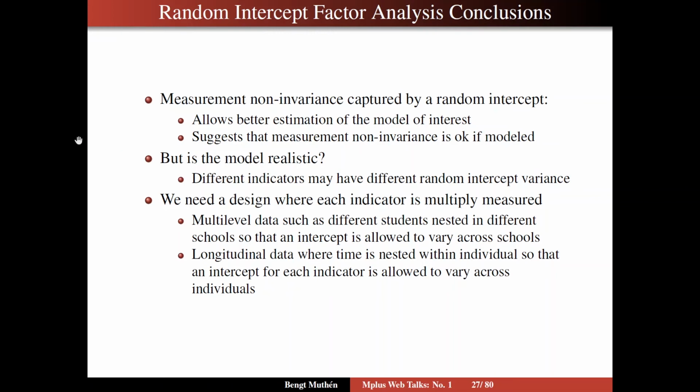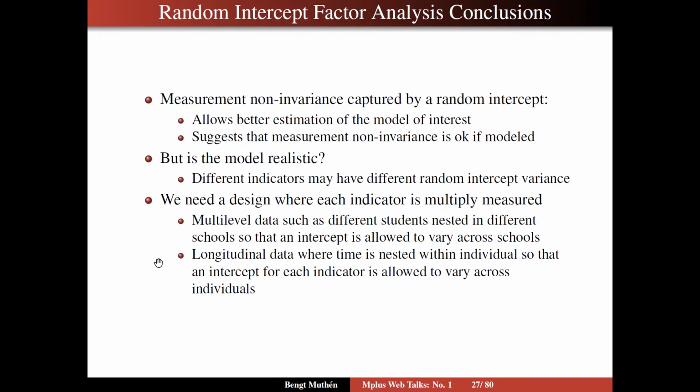But you can ask, is the model really realistic? Different indicators may have different random intercept variance after all, but we can't identify that. What we would need to be able to identify that is a design where each indicator is measured multiple times, such as with multi-level data, students nested in schools, so you can have a factor analysis intercept that can vary across schools. Or longitudinal data where time is nested within individuals so that an intercept for each indicator is allowed to vary across individuals.